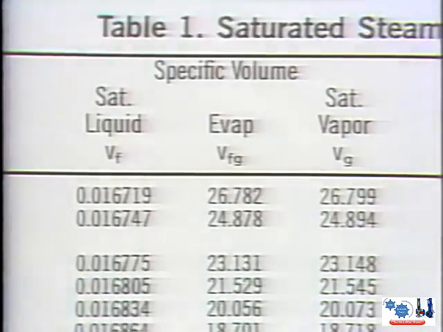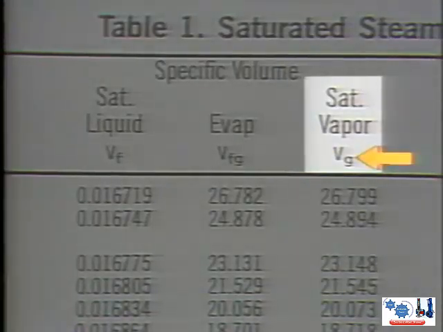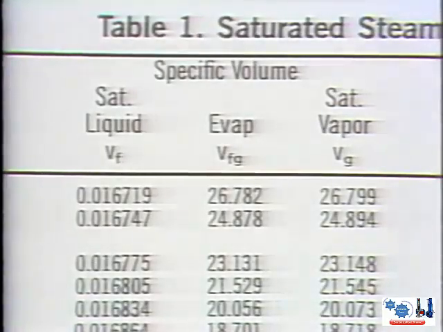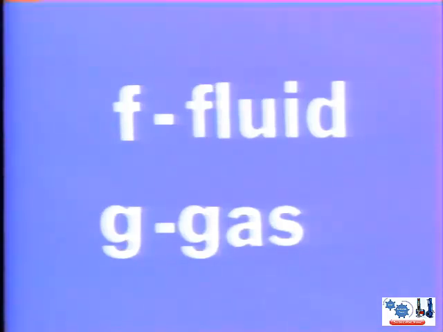We'll skip the second column under specific volume for now and look at the third column. This column is headed Saturated Vapor and symbolized by a v and the subscript g, meaning gas. The value in this column is the specific volume of saturated steam at our given temperature and pressure. It's 26.799 cubic feet per pound. The subscripts f and g may seem a bit confusing since a gas is generally considered to be a type of fluid. In the steam tables, however, f refers to a fluid in a liquid state, and g refers to a fluid in a gaseous state.